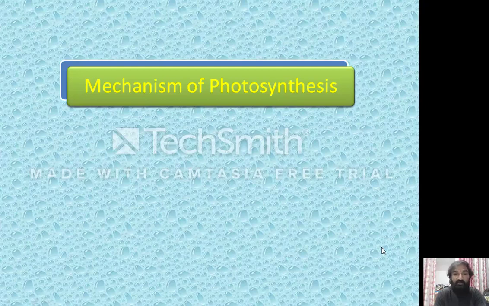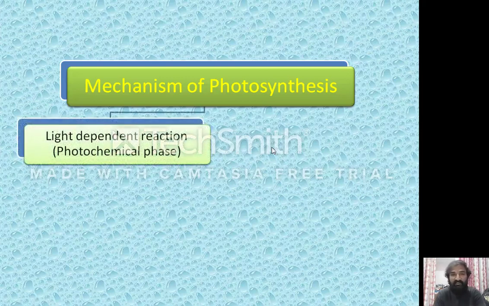Hi children, in the previous class we discussed the mechanism of photosynthesis. Everybody knows the mechanism of photosynthesis is mainly divided into two phases. One is the light dependent reaction, which is also called the photochemical phase.